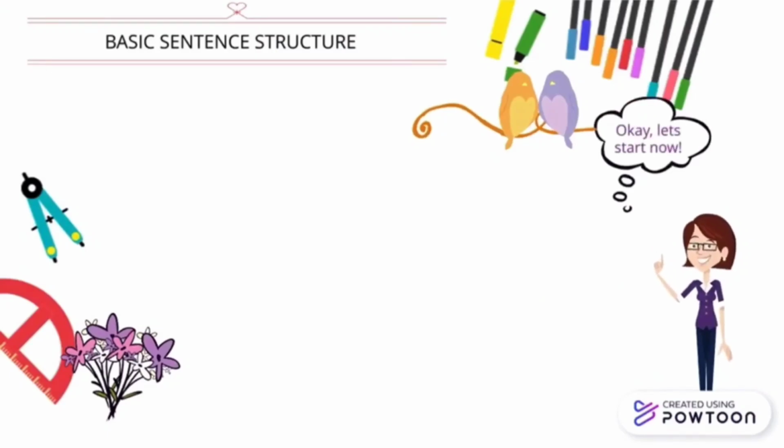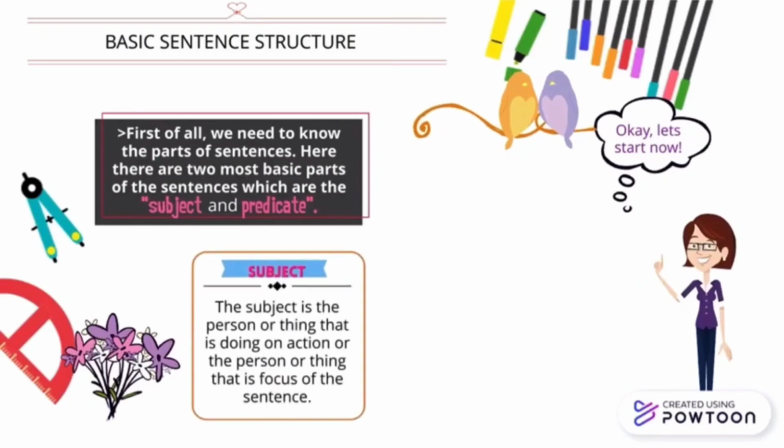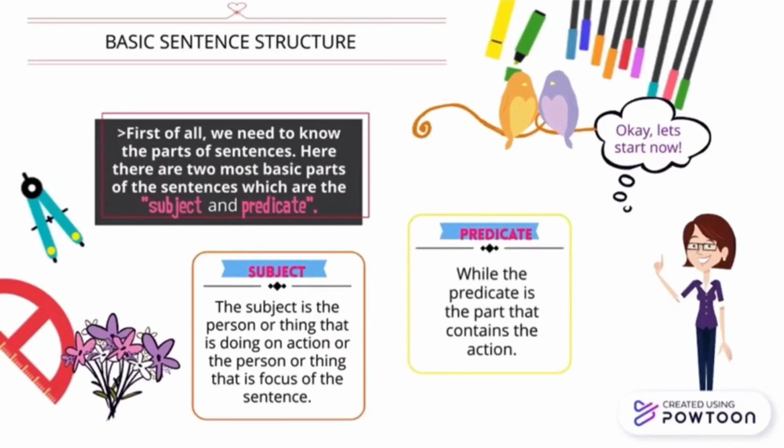Okay, let's start now. First of all, we need to know the parts of sentences. Here, there are two most basic parts of the sentences, which are the subject and predicate. The subject is the person or thing that is doing an action, or the person or thing that is the focus of the sentence, while the predicate is the part that contains the action.